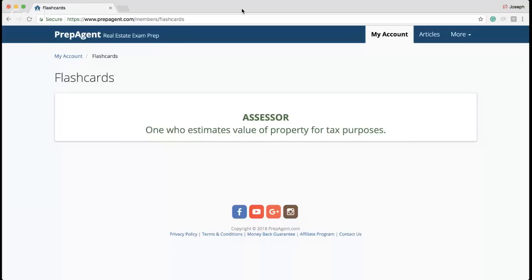Excellent. Are all liens encumbrances? All encumbrances are not liens, but are all liens encumbrances? The answer is yes. Now remember, liens have to do with money.